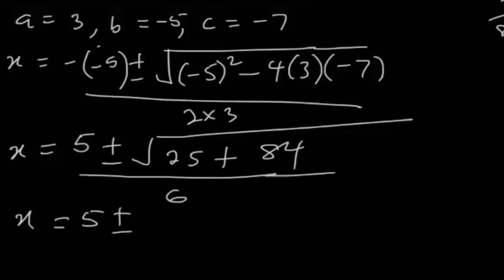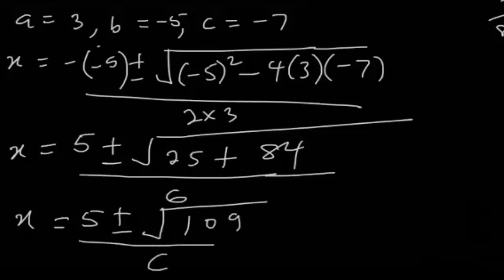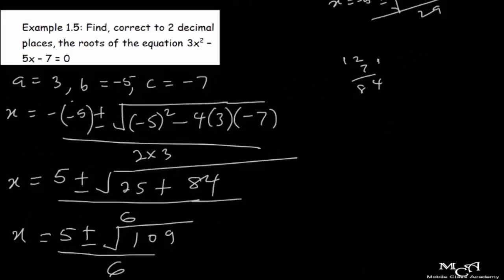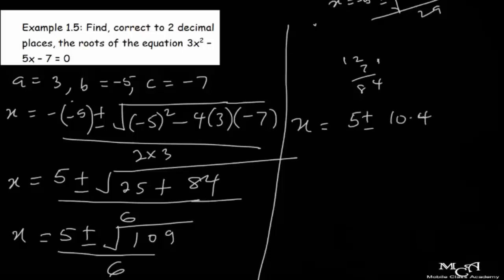So if we work it, if you add these two numbers, 25 and 84, you get 109. And then you divide it by 6. Now look at it. Your x is equal to 5 plus or minus the square root of 109, which is 10.44. If you have a calculator, you can do that. You get 10.44 over 6.